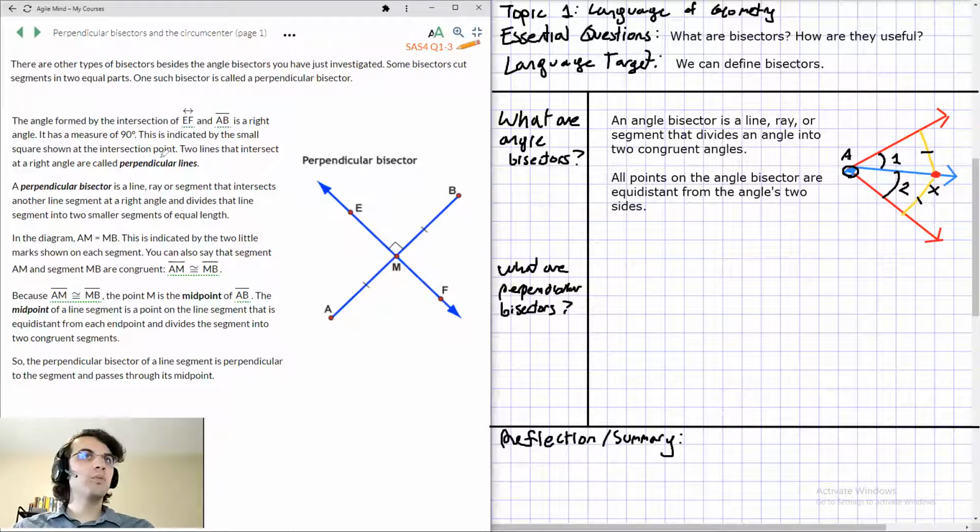So this first paragraph is about perpendicular lines. I don't need to take notes on that, right? If I feel like I might need to remember that, sure, maybe I'll take notes on that, but we should know perpendicularity from middle school probably, so I'm not going to.